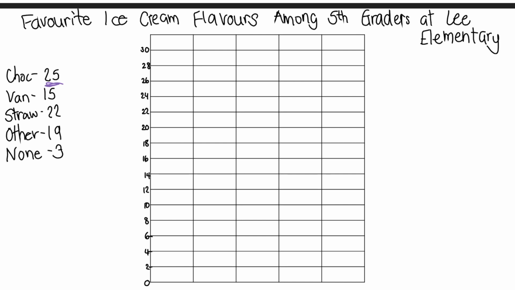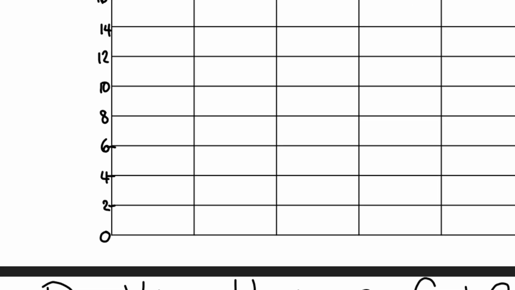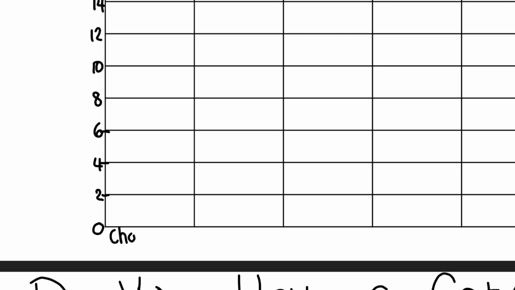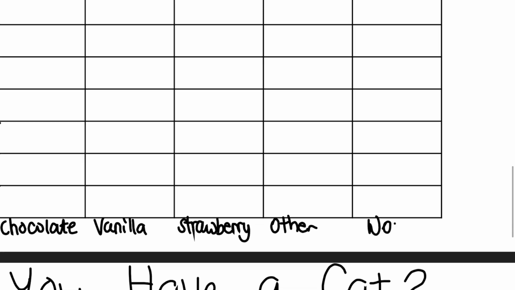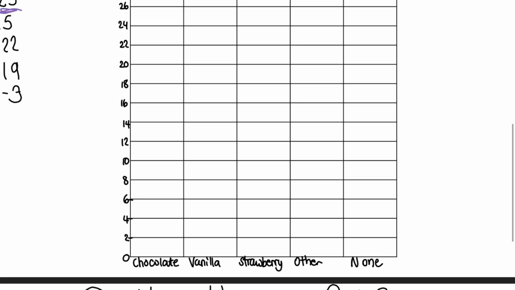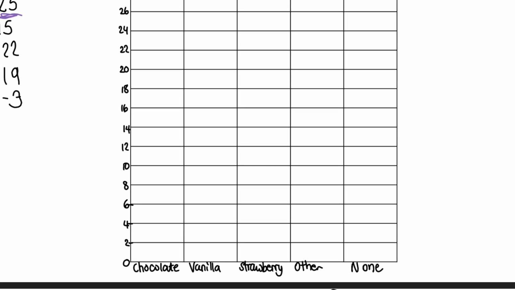Okay, so here I have my y-axis, and now I'm going to make my x-axis labels. So I had chocolate, vanilla, strawberry, other, and none. Note that I did do other and none. Imagine if I didn't have other and none, and I asked, what's your favorite flavor? And someone said mint. I'd ask, do you like strawberry best, vanilla, or chocolate? And they'd say, no, I like mint. You'd be stuck, right? So you need an other.